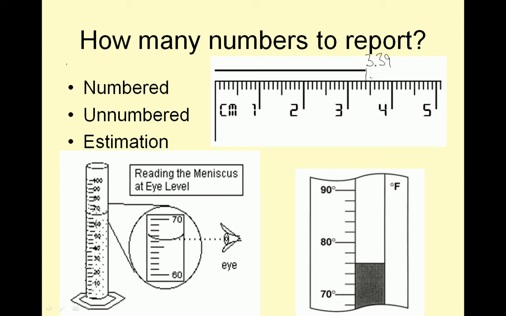So if I'm reading this, okay, 60, 61, 62, 63, 64, 65, 66. The numbered part is 60, and it looks like it's a smidgen above the 66. 66.2 milliliters. Remember, when you read the bottom of the meniscus, we did this in lab today, read the bottom of the curve there. Here's a temperature, 70. Oh, look here, 72, 74, 76, 78, 80. This one is right on 76, but I need an estimation, right? Numbered says 70, that says 76.0 degrees Fahrenheit. And don't forget your units. I forgot my units up here.